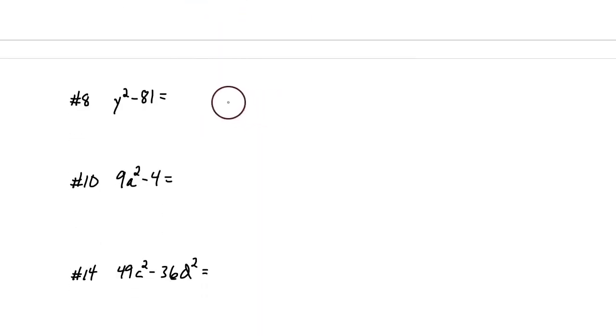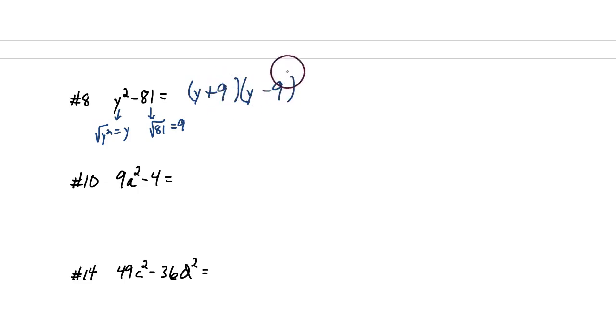Number 8 is a difference of squares. The square root of y squared is a y, and the square root of 81 is a 9. The parenthesis pattern for difference of squares is 2 sets of parentheses. Y times y and positive 9 times negative 9.